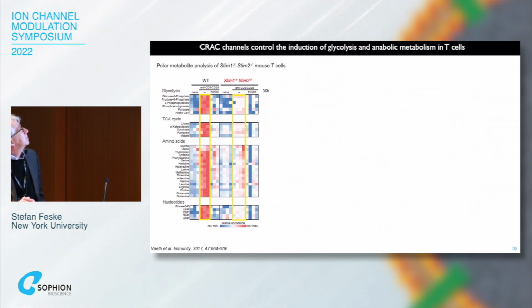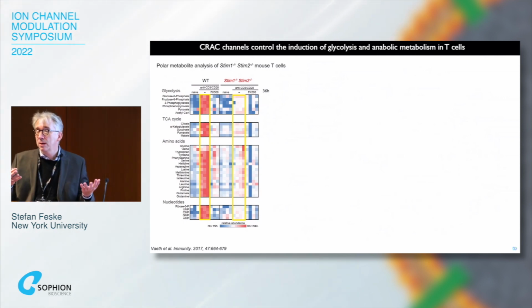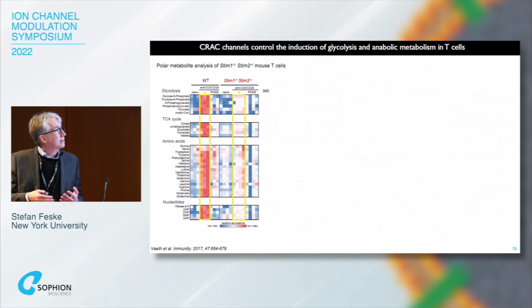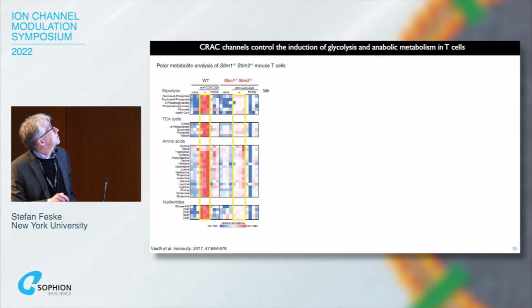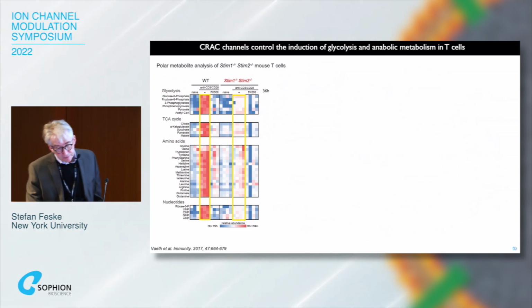And you can see that after stimulation of wild-type cells, the abundance of glycolytic metabolites, TCA cycle metabolites, and amino acids goes up dramatically, basically indicating that they undergo a metabolic change in response to the stimulation. This is what immune cells do, and that's what they need to actually grow and proliferate. But you also see that in the STIM1, STIM2 deficient T cells, this metabolic switch is much blunted, right? So they don't have glycolytic or TCA cycle intermediates.